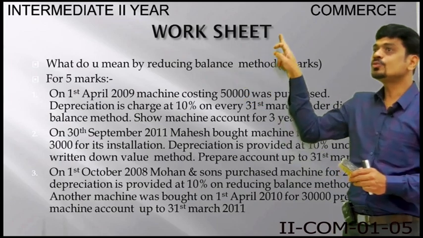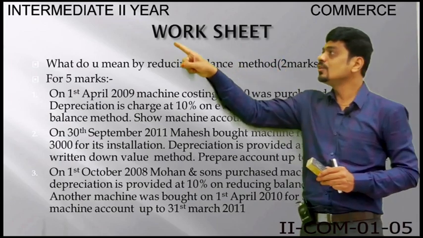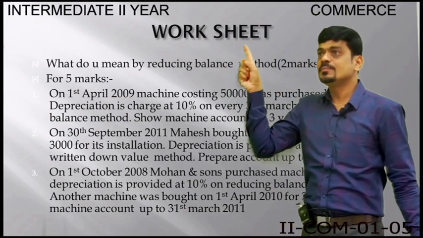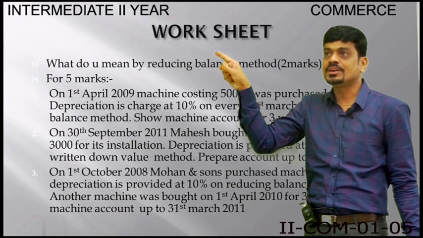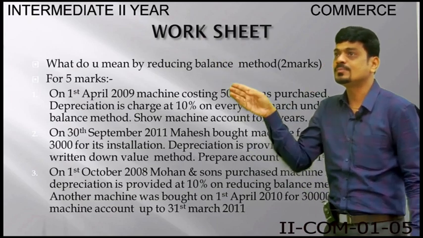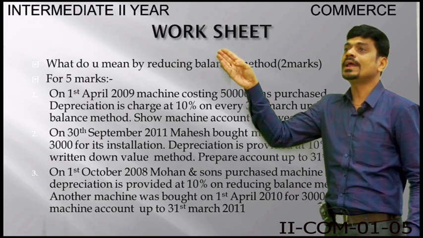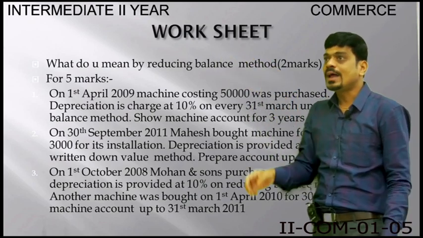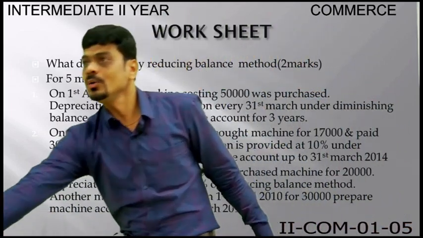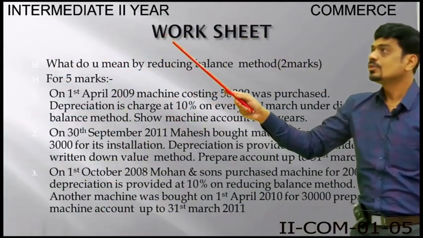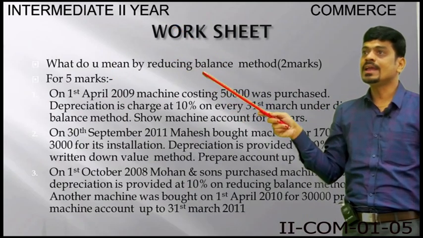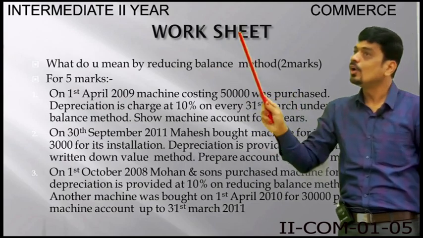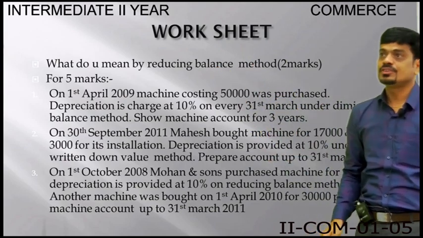The first 2 marks question you can expect is, what do you mean by reducing balance method? How can the question be twisted? Instead of asking reducing balance method, they may ask you to write about diminishing balance method, or they may say it is nothing but the written down value method. So you can answer, what will you write? According to this method, the amount of depreciation will change every year. Already it's there in the presentation that you can see.